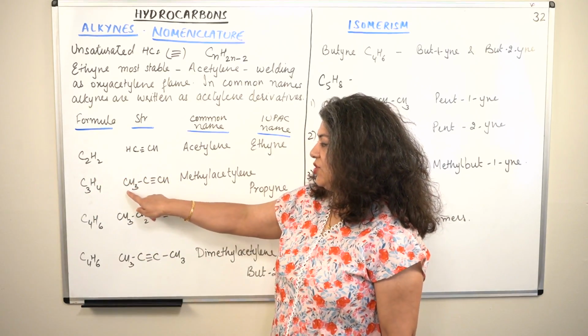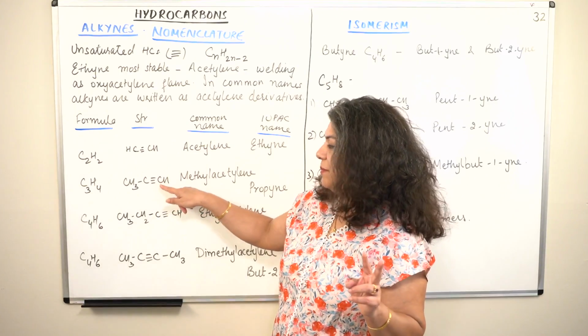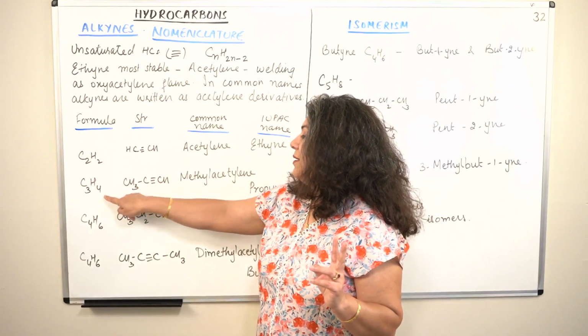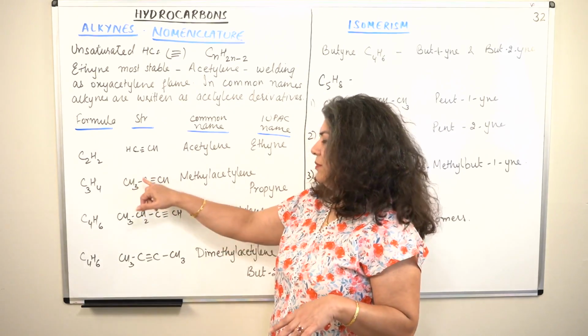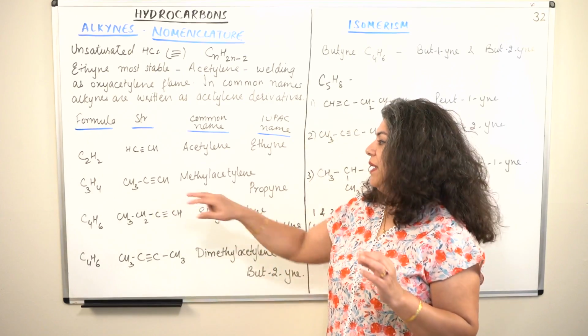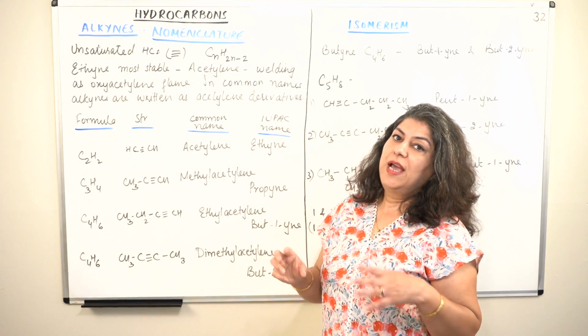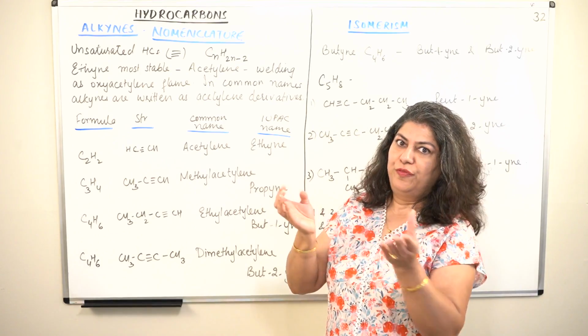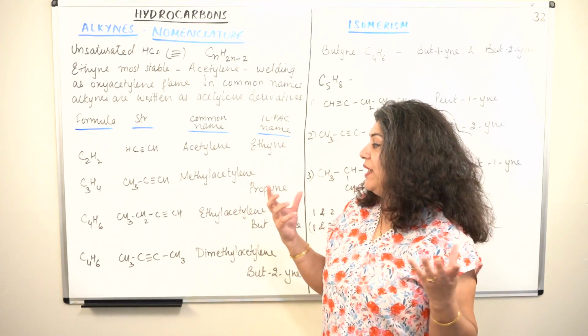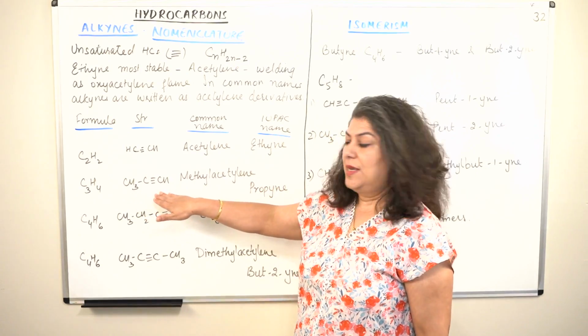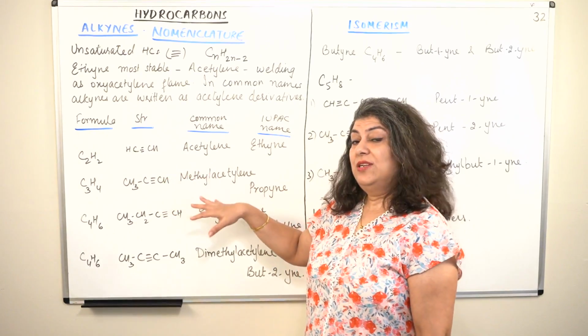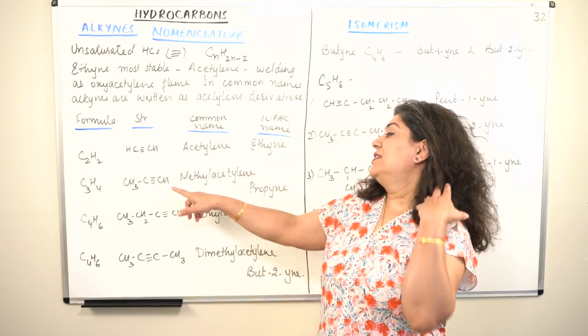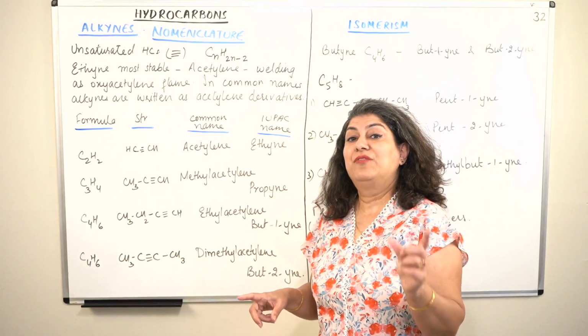Let us come to the next member, that is C3H4. C3H4 will have the structure CH3. Between two carbon atoms, there will be a triple bond, and the hydrogens would be 4. Or naturally, when you make a triple bond between two carbon atoms and count the number of hydrogens to fill up the tetravalency of every carbon, you will come to the same structure. Now, as I told you, in common nomenclature, this is known as the derivative of acetylene.